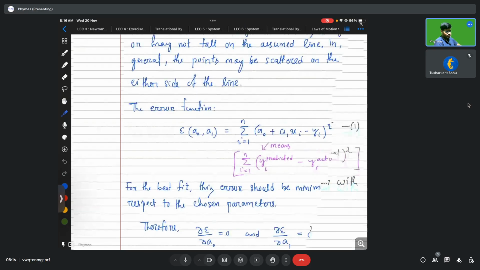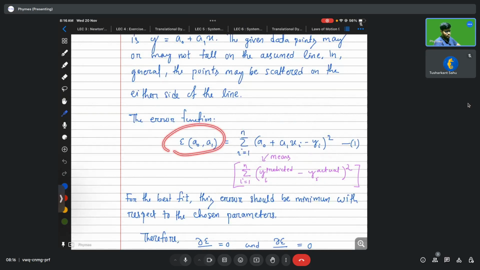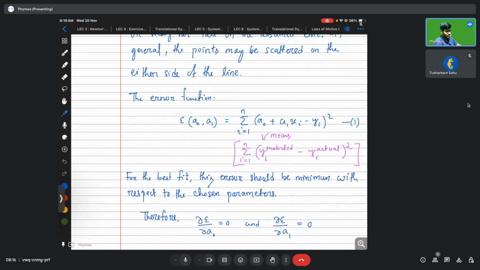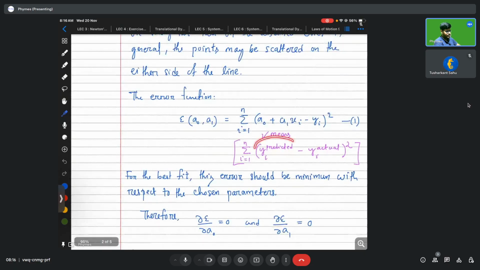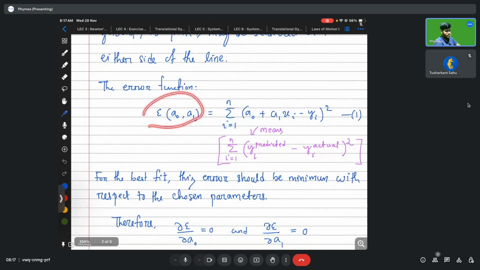Then what we do? We found the error function, right? The error function is defined like this. And what does this error function mean? It means the y predicted minus the y actual value, and its square, right? So here the error function is defined like this.